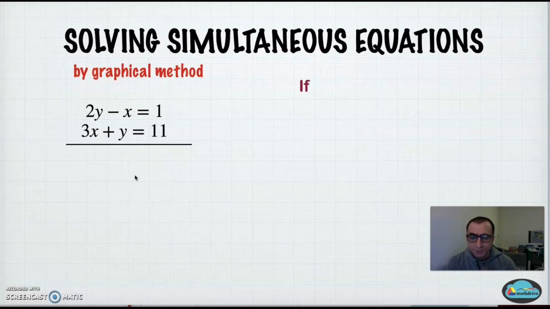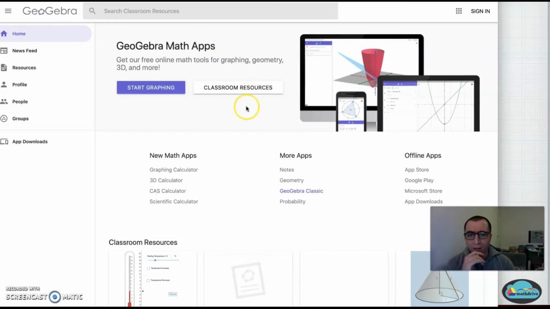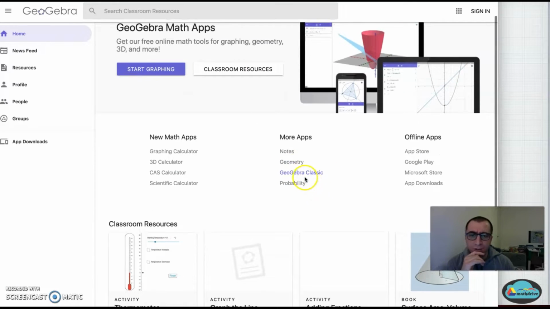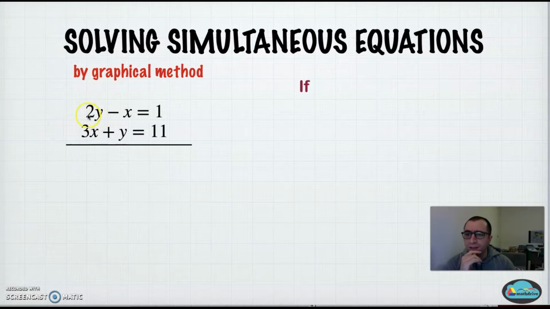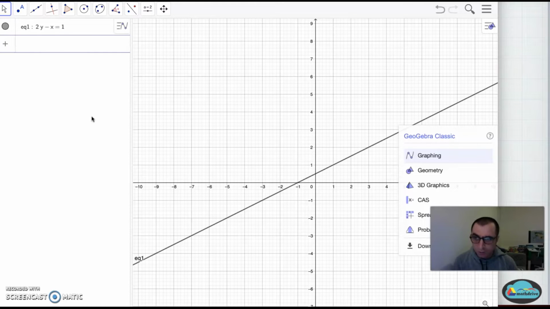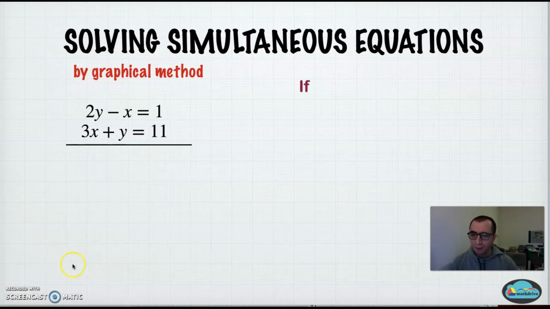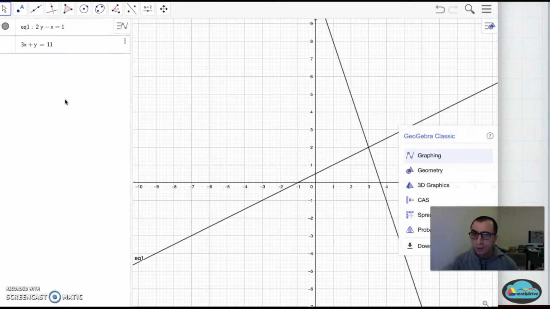How does it work? Let's say you have access to a graphical calculator. I'm going to use GeoGebra Classic here. So basically you draw the lines. You have 2y minus x is equal to 1. That is one line. And the other one is 3x plus y is equal to 11.